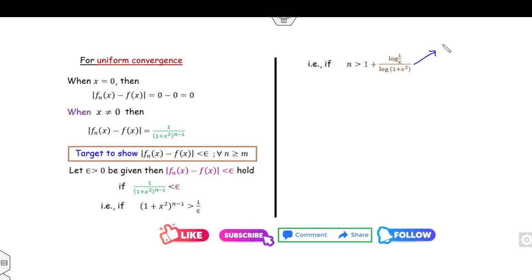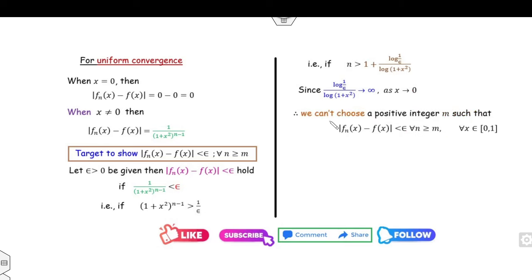Again, your target: can you find the value of x from the domain? In this case, the domain is the real line. Can you find the value of x so that n goes to infinity? Yes, clearly, if I choose x equal to 0, then the value of n will go to infinity because log 1 is 0 and it's positive. So this value, log(1 over epsilon) divided by log(1 plus x square), goes to infinity as x approaches 0. So this x equal to 0 is named the non-uniform point of convergence.